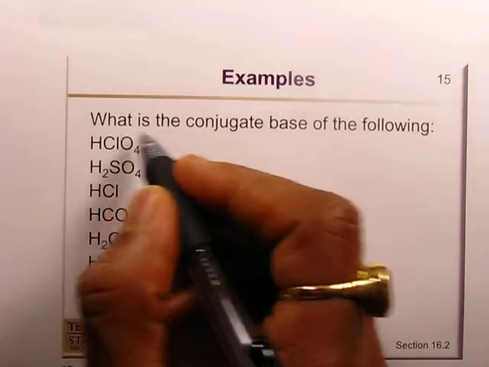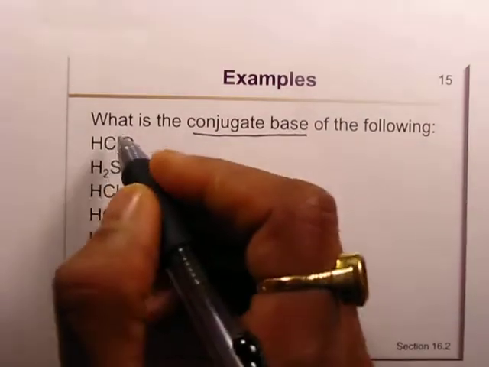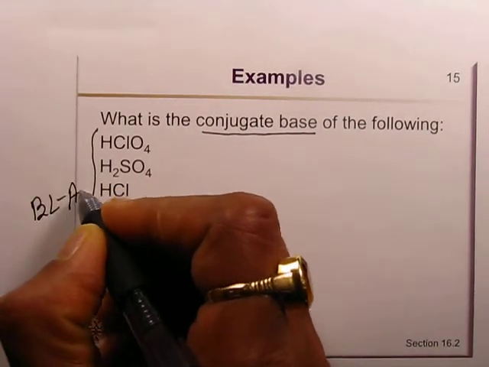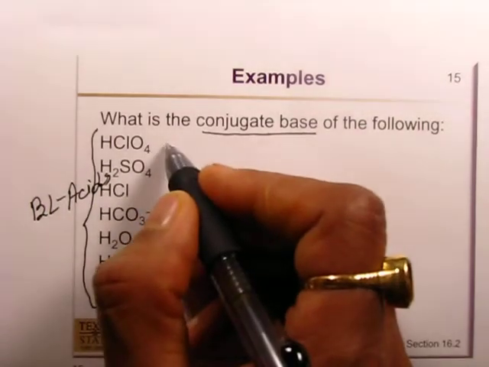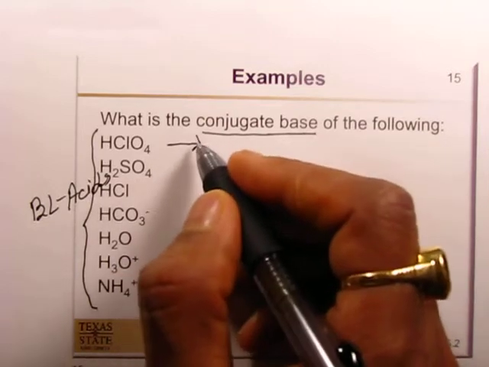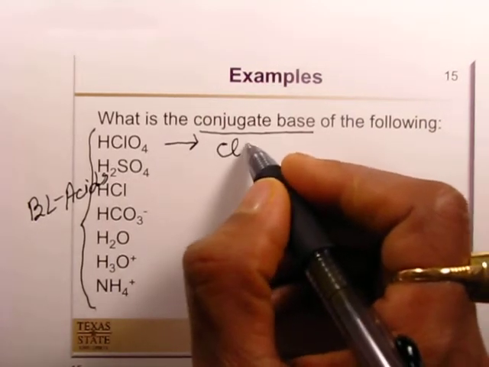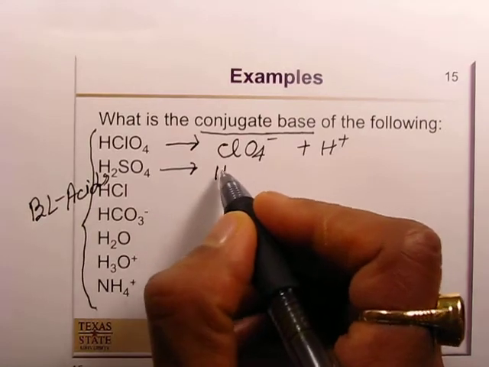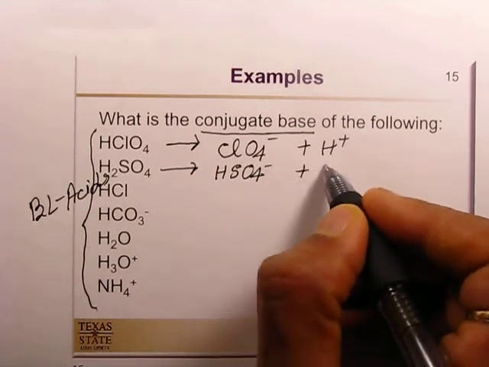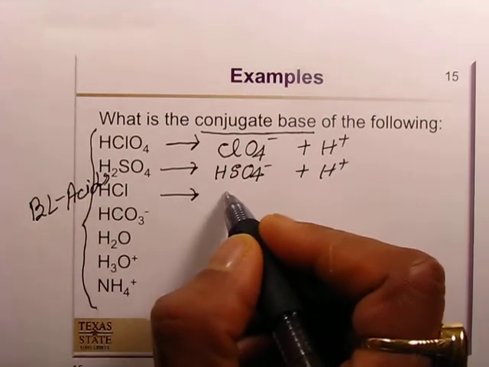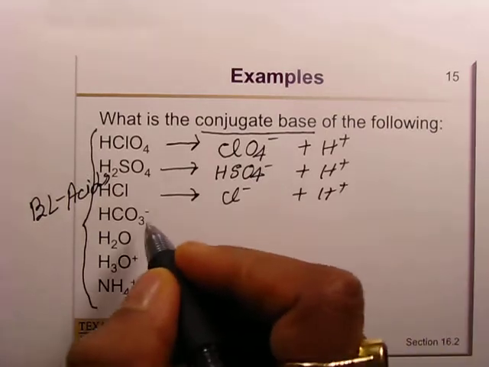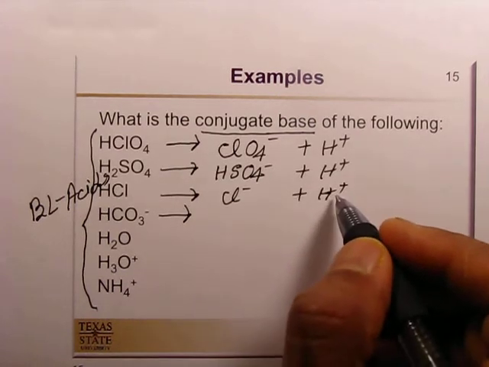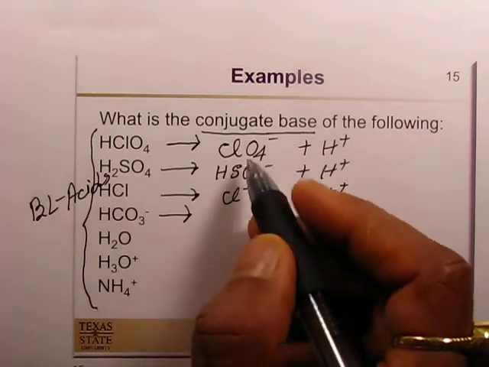Here is some more examples. What is the conjugate base of the following? Following means they are behaving as Bronsted-Lowry acids, they are all acids, and if they are acids, they will lose one proton or donate their proton. So this will become ClO4 minus plus hydrogen ion. This will become HSO4 minus plus hydrogen ion. HCl will become Cl minus plus hydrogen ion. So after the loss of one proton, they are all called conjugate bases.